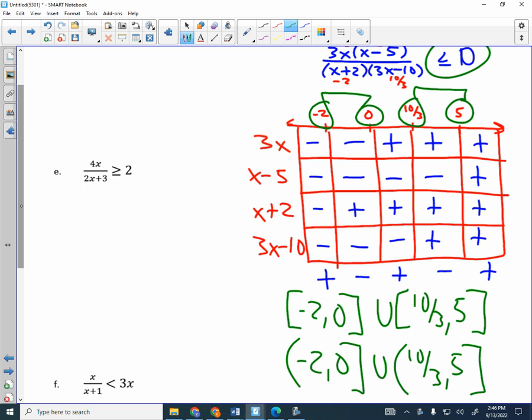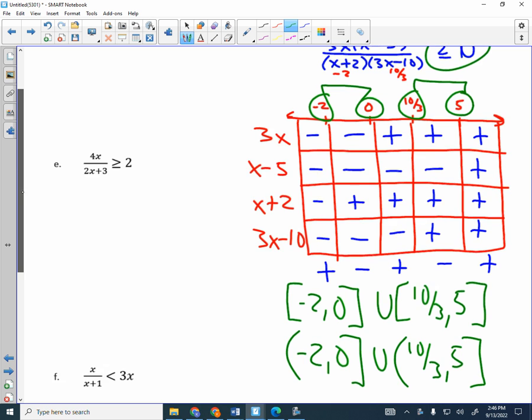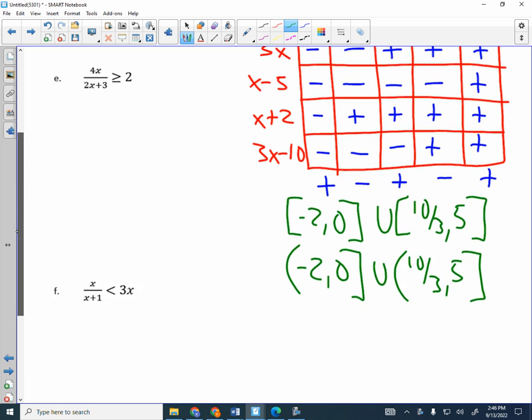Can't have 0 on the denominator. Negative 2 would give you 0 on the denominator, so you can't include those. See what I'm saying? Okay. See that? You guys are good to go then. Let's do these last two.